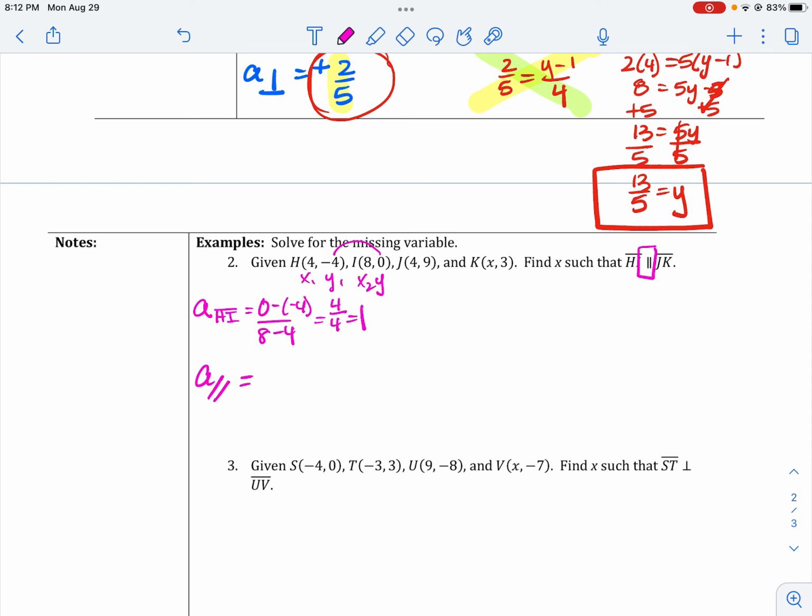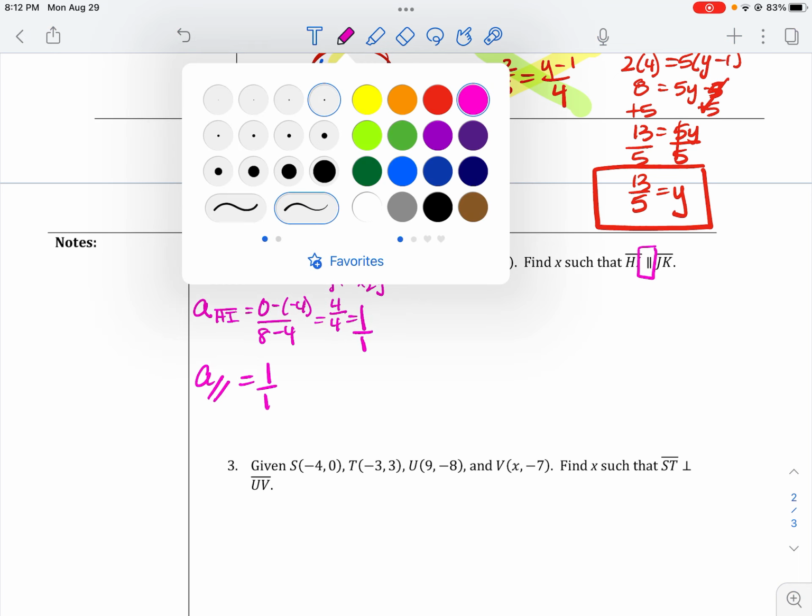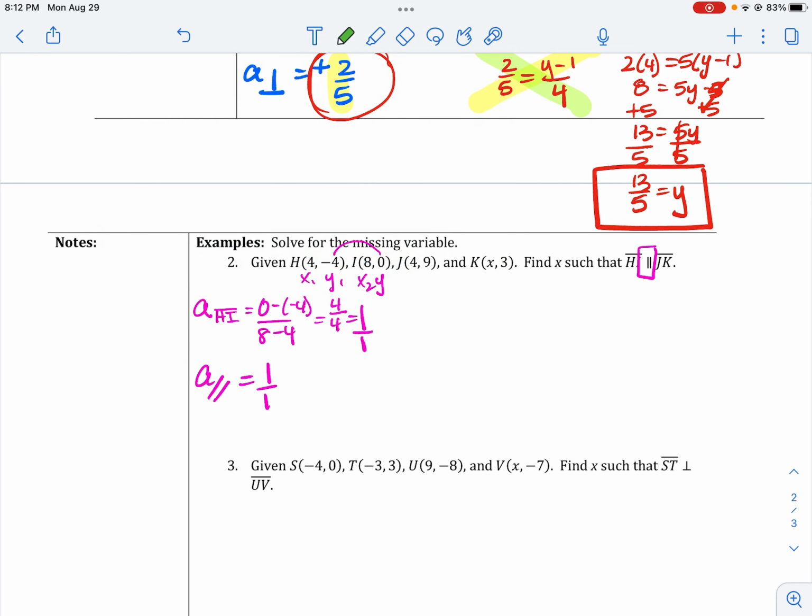So parallel slope is 1. Just because we're going to have a fraction in a minute, we're going to leave it 1 over 1. Okay, now we're going to find the slope of the second line. So now I need the slope of jk. So x1, y1, x2, y2, 3, 9. That's 3 minus 9 over x minus 4. Negative 6 over x minus 4.